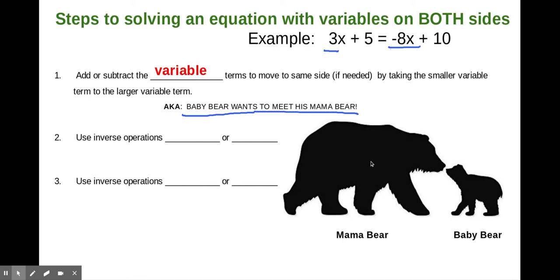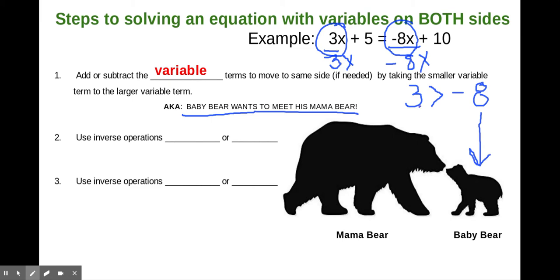So in relation to this math problem, if I look at my two variable terms, I have a positive 3x and I have a negative 8x. If you look at the coefficients, and again, the coefficients are the numbers that come before the variable, I have a 3 and I have a negative 8. If you compare 3 and negative 8, negative 8 is smaller, right, than 3. Negative 8 would be considered your baby bear, and 3 would be considered your mama bear. And in nature, the baby bear wants to meet his mama bear.